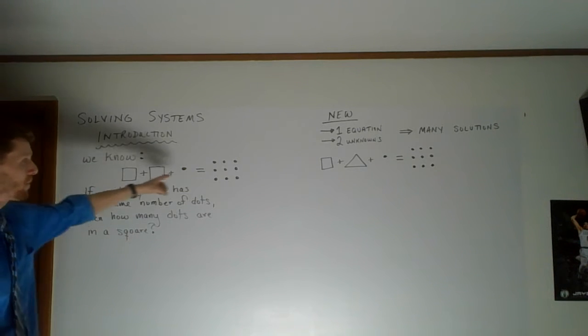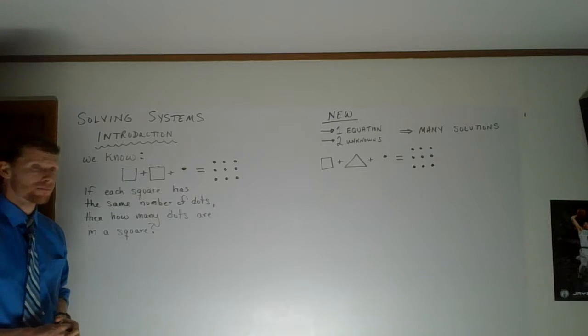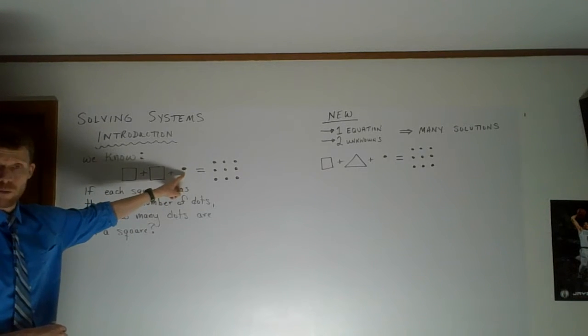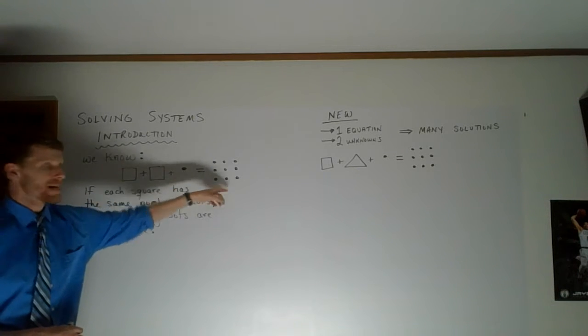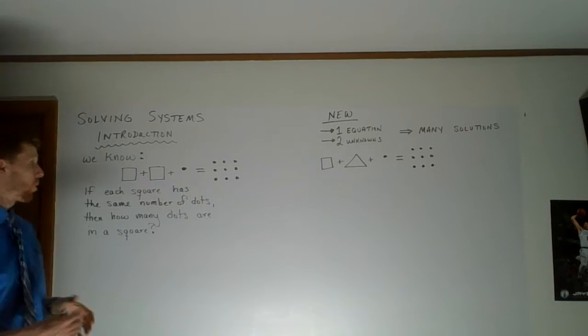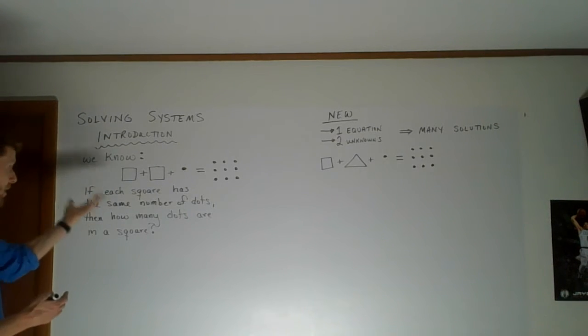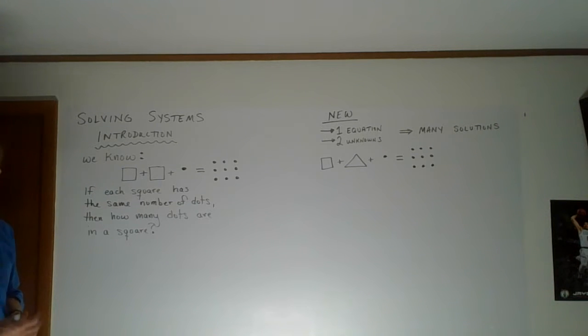So I have set up a picture of an equation. We have a box plus another box plus a dot. This is just one dot equals 9 dots. And we're told that each square has the same number of dots. And the question is, how many dots are in a square? So I'll give you a moment. You can think about it. You can pause the video, talk to your friend, or you can just sort of now watch this unfold.